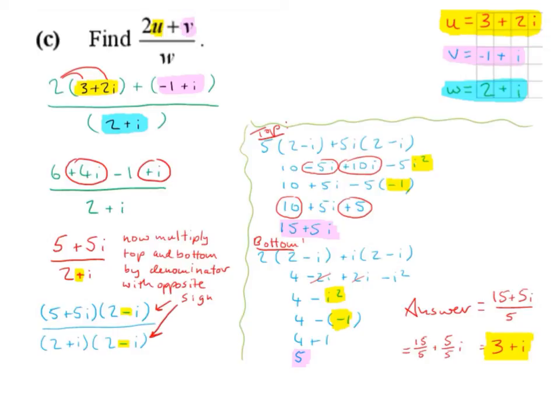So then we put the numerator, which is 15 plus 5I, over the denominator, which is 5. So we get 15 plus 5I over 5. We break up the real part from the imaginary part. So we have 15 over 5 for the real part, and 5I over 5 for the imaginary part. 15 divided by 5 is 3, and 5 divided by 5 is 1. So we get 1I, which is just I. So our final answer is 3 plus I.